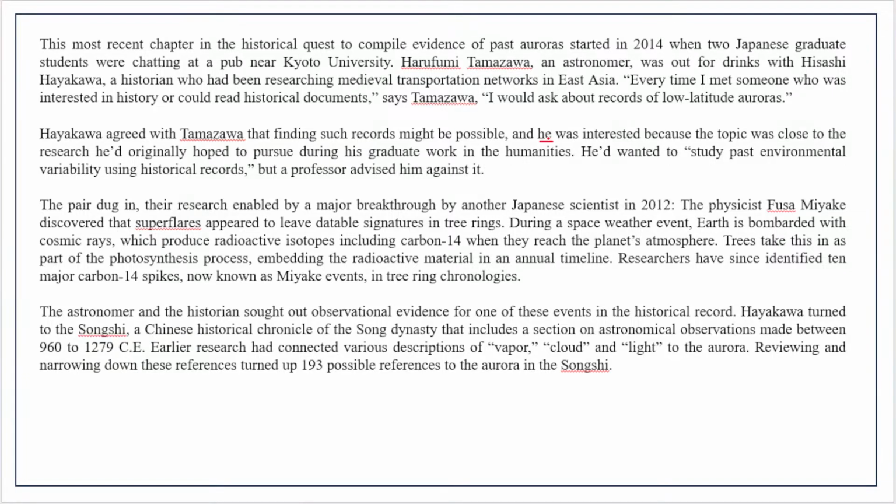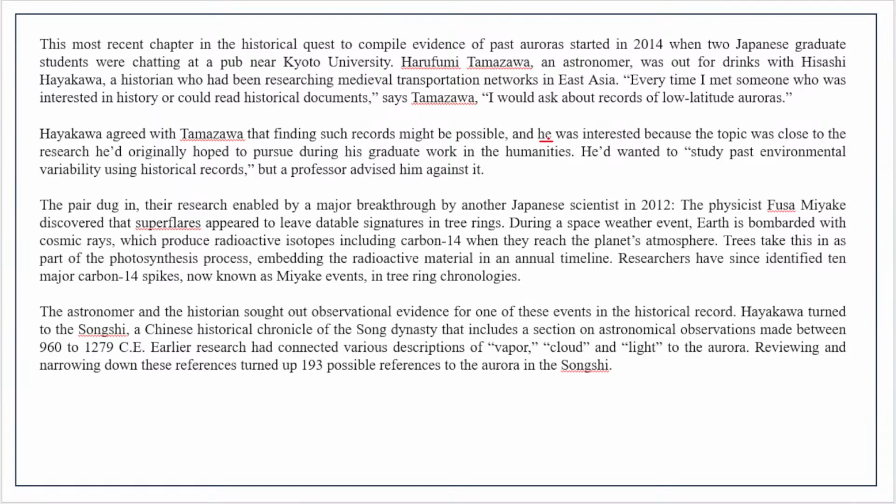Okay. So Hayakawa agreed, and Hayakawa was interested because Hayakawa had originally hoped to pursue this subject during his graduation. He had wanted to study past environmental variability using historical records, but a professor advised him against it. So Hayakawa wanted to study the same thing, okay, environmental variability, that how environment changes. Okay, he wanted to use historical records for the same, but a professor at his university discouraged him. Okay, the pair dug in. What does this mean? Dug in, dig का past form है. The pair dug in मतलब Hayakawa and Tamazawa.